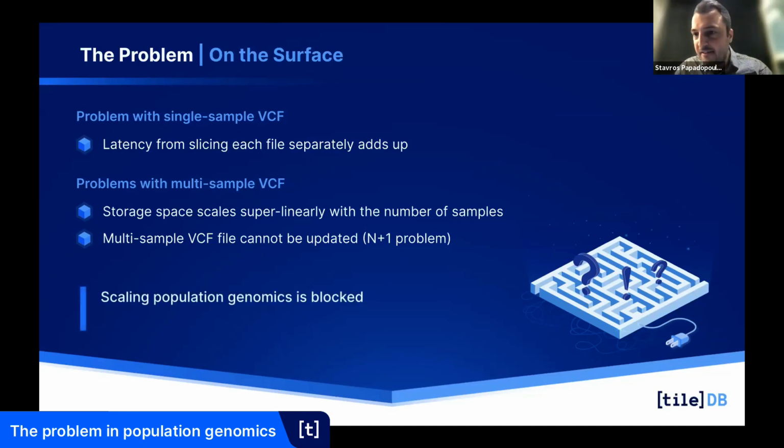So the side effect is that scaling population genomics is completely blocked. Everybody is focusing on solving this problem because these approaches will not scale. Even if you have a solution today that works with 10,000 samples, it's not going to work for 100,000 samples. It's not going to work for 1 million or 1 billion. So what we're looking to do is target infinite scale, and find a solution that scales indefinitely.